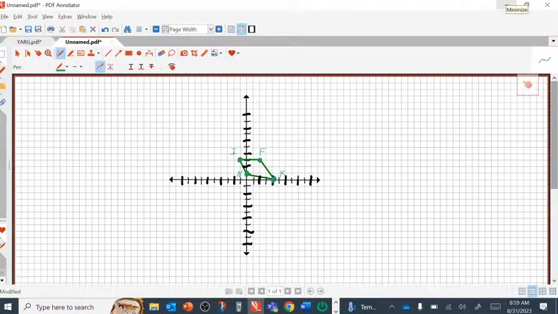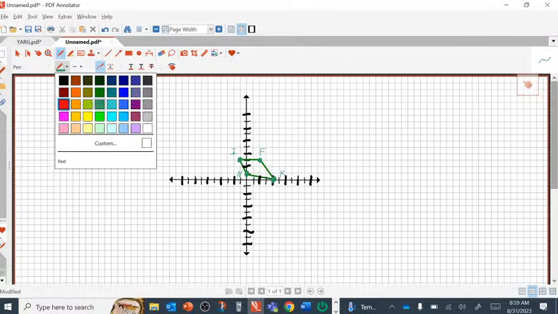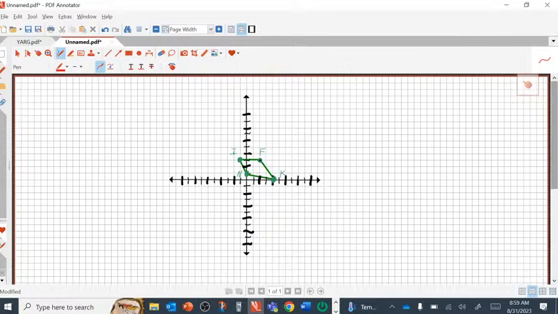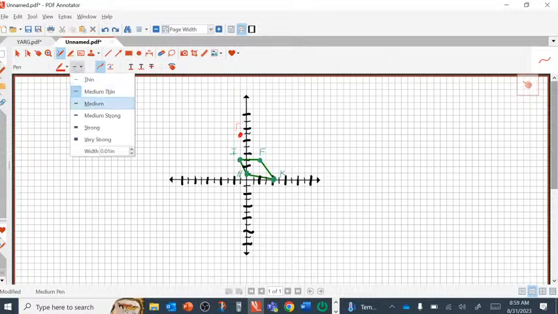So if we take this thing right here and we hot rod it along, F goes 1, 2, 3 to the left, 1, 2, 3, 4 up. There's F prime.